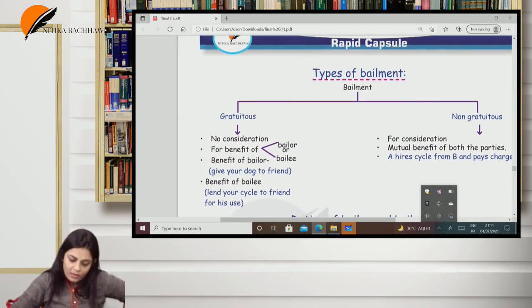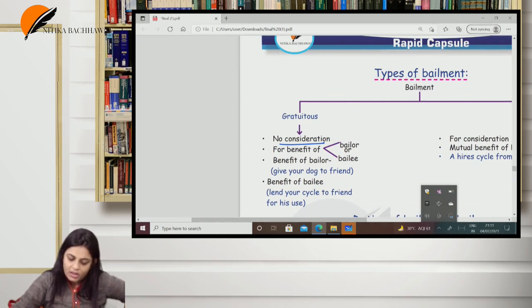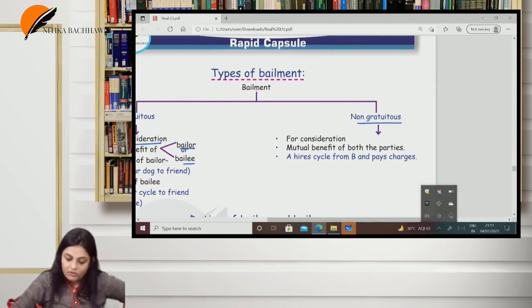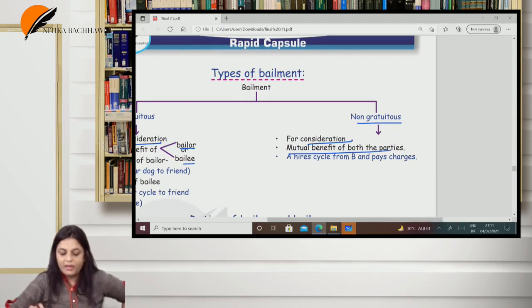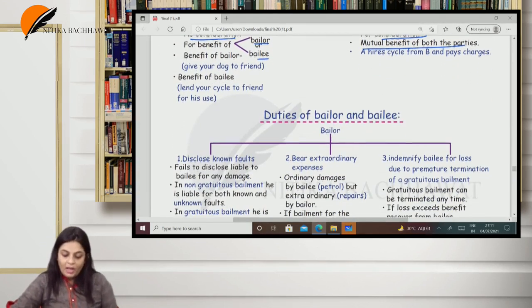And so I repeat again, what is gratuitous? No consideration. It can be either for the benefit of the bailer or the benefit of the bailee. And what is non-gratuitous? For consideration, there is a mutual benefit of both the parties involved. Now what are the duties of the bailer and the bailee?